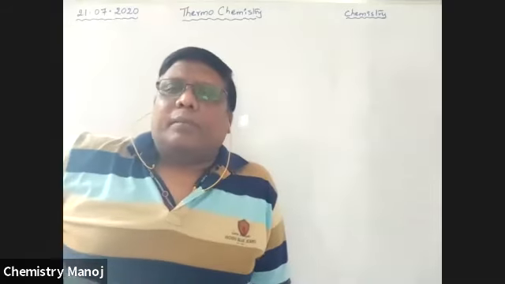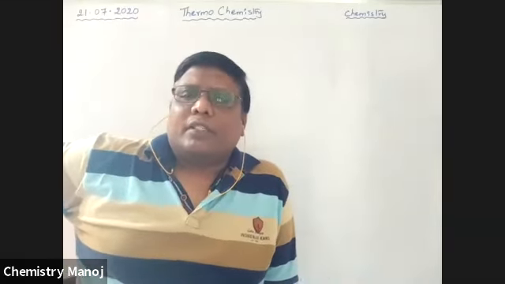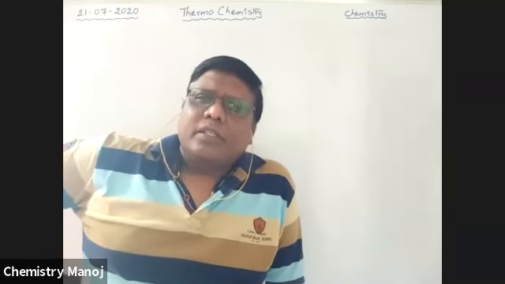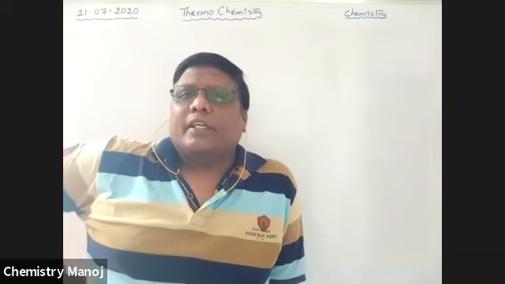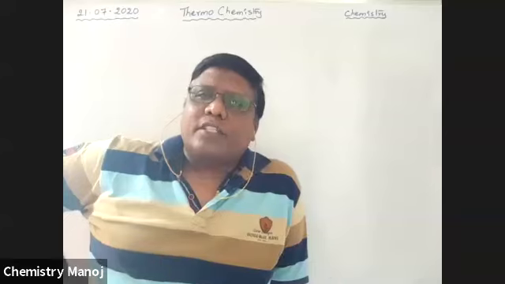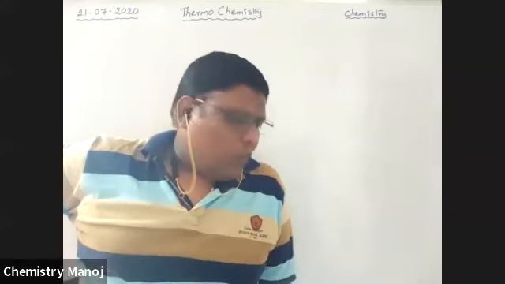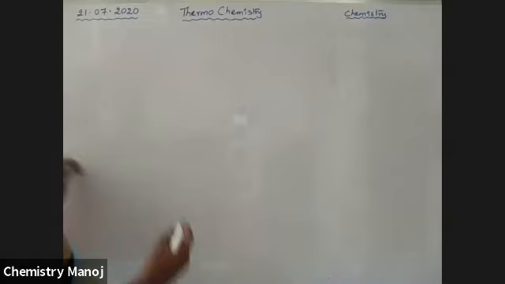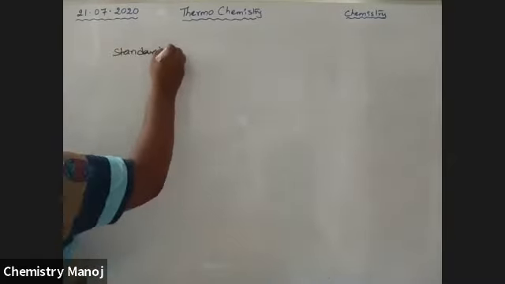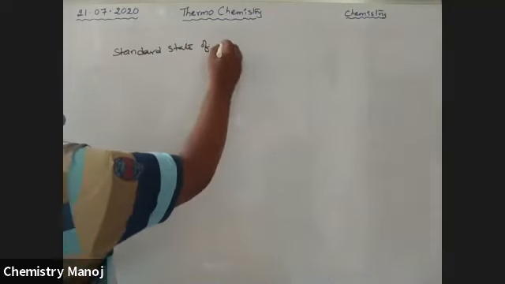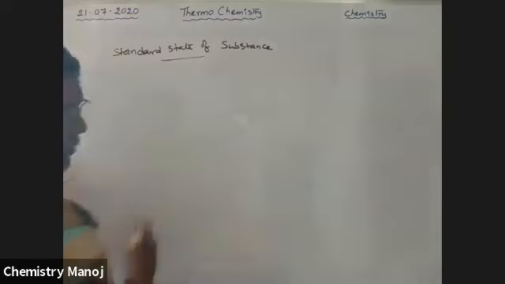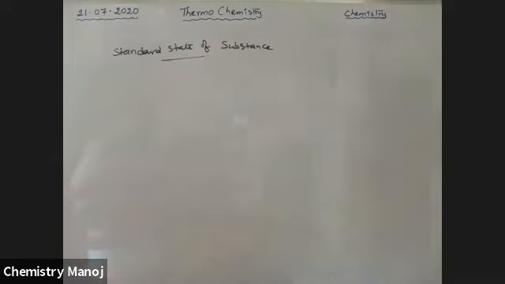Before entering into chemical thermodynamics, we need some conditions. That is the standard state of the materials. It is very, very important, because anytime we are using standard state. What is this standard state? See here, the standard state of a substance is very much required. What is the standard state?